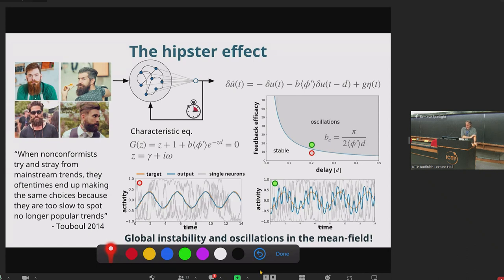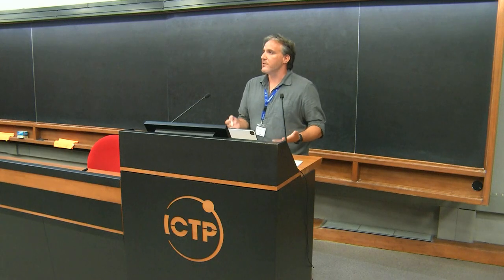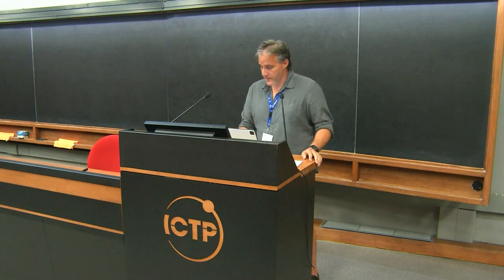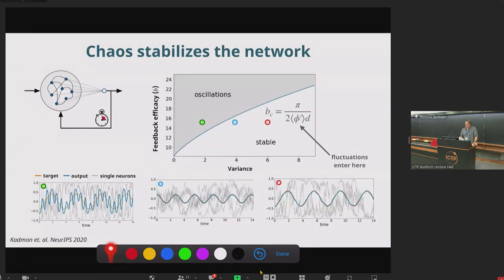So what's new here is that we can see there's global instability and oscillation in the mean field. So all these oscillations come in the mean field, while if you look at the underlying neurons, they're still very much chaotic. B also depends not only on the delay, but also on the noise, and the noise goes through the fluctuation through this thermal average over phi, and we can change the amount of chaos. For example, the G from before, the amount of disorder in the system. We can change it, and actually we can stabilize the chaos. If we add more chaos, the system becomes more unstable.